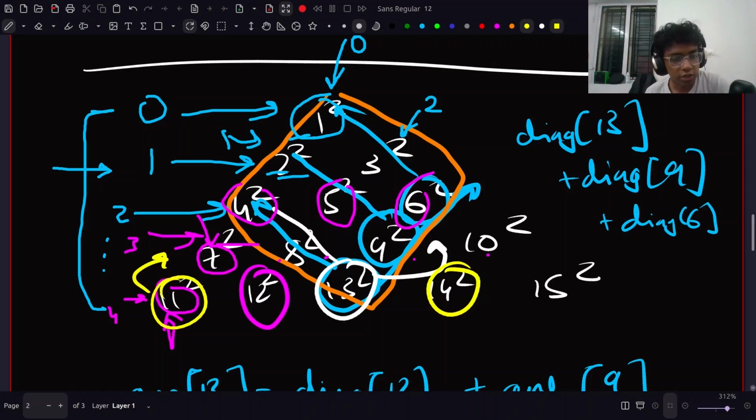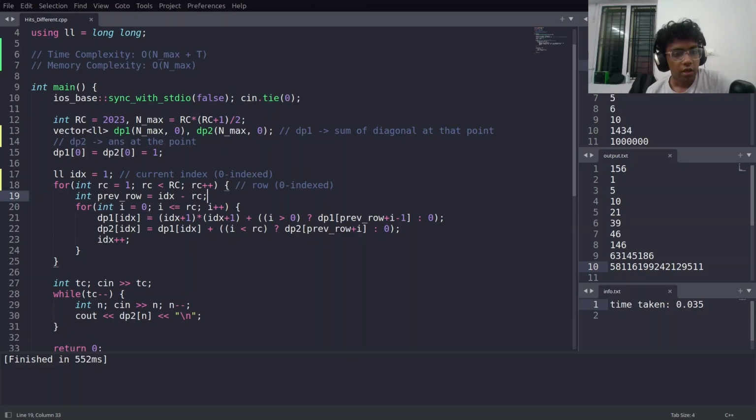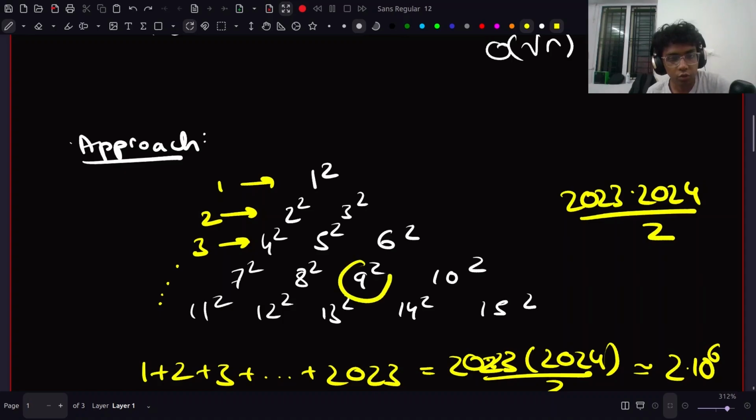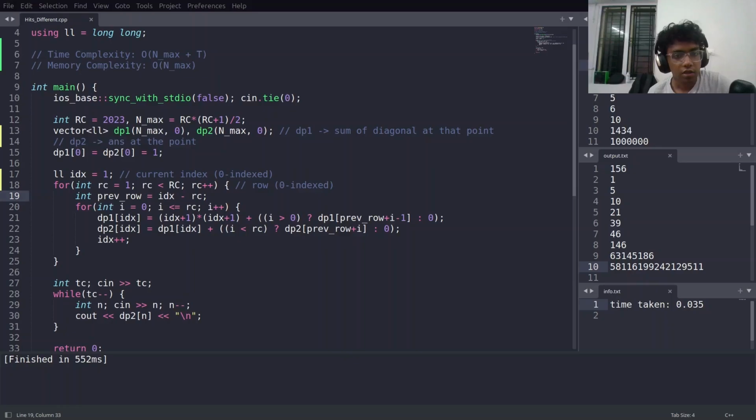Now we can loop through each value of our row, from I equals 0, I equals 1, and so on, for each value of our current row. First we're going to calculate the diagonal value. For the diagonal, we need to sum the current value. So this is index 8, so we'll sum 9 squared plus the diagonal at 5, plus the diagonal at index 4, basically. That's what we're going to do.